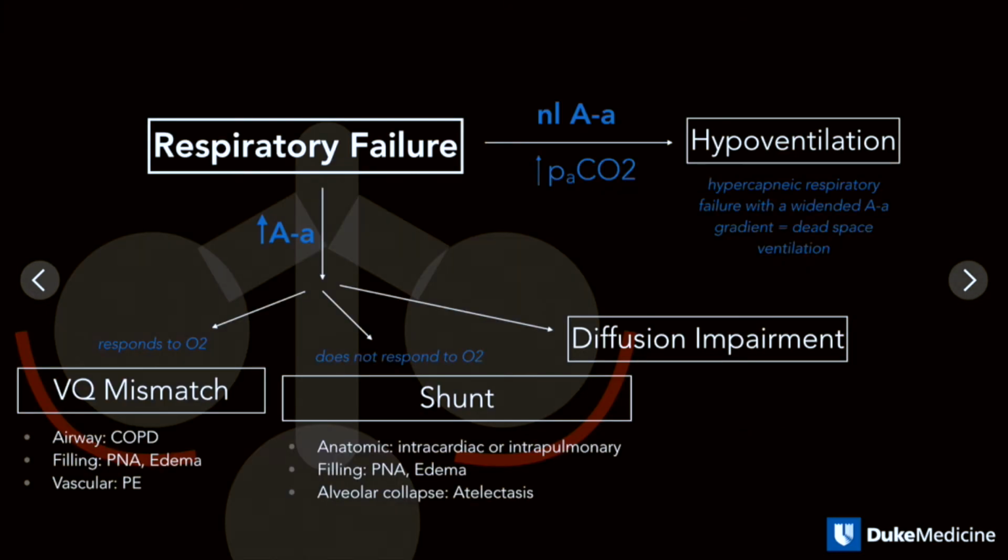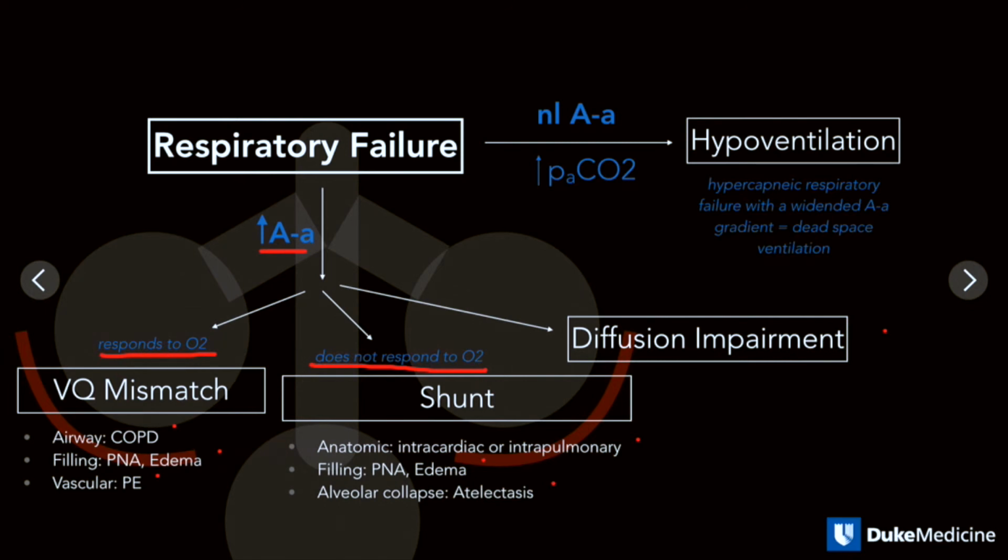As a summary, V/Q mismatch, high AA gradient, responds to O2. Causes include COPD, low amounts of filling defects like pneumonia and edema, or vascular problems like PEs. Shunts do not respond to O2 and are an extreme of V/Q mismatch in reality. They can be anatomic, they can be full filling defects, so severe pneumonias or edema, or can be alveolar collapse like atelectasis.